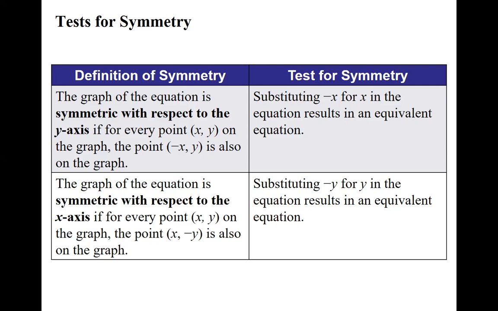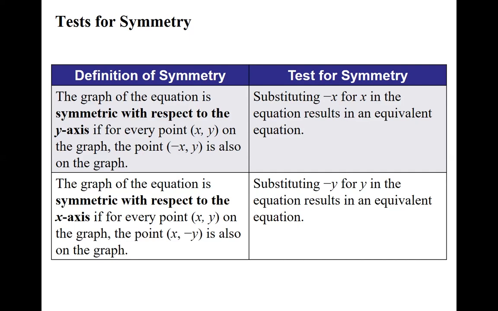The graph of an equation is symmetric with respect to the x-axis if for every point (x, y) on the graph, the point (x, -y) is also on the graph. So for symmetry with respect to the x-axis, substituting -y for y in the equation results in an equivalent equation. Because if it's symmetric with respect to the x-axis, the horizontal axis is the mirror, and anything above has a corresponding spot below.